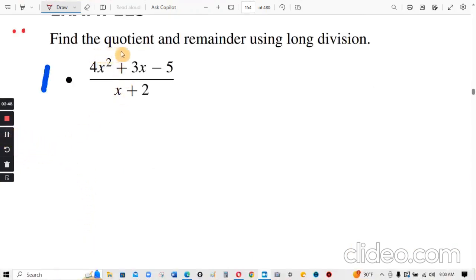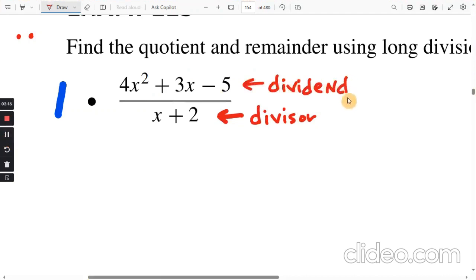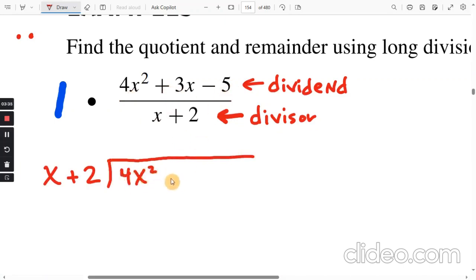Right here they want us to find the quotient and remainder using long division. Just for your information, I'm not that big on terminology, but the denominator is generally considered the divisor, and the numerator is generally considered the dividend. So we write the divisor out front, so we have the x plus 2 out front. And the dividend is this right here, 4x squared plus 3x minus 5.